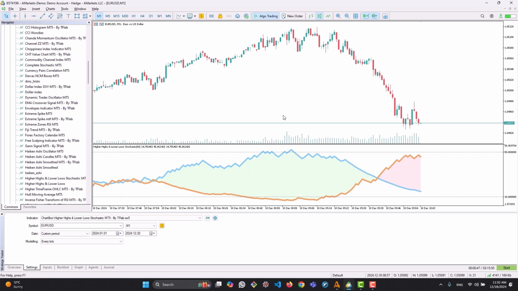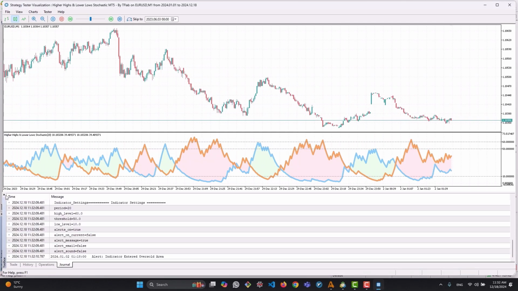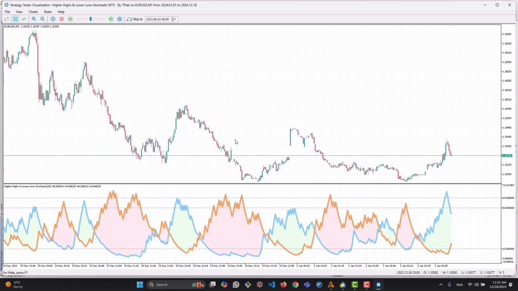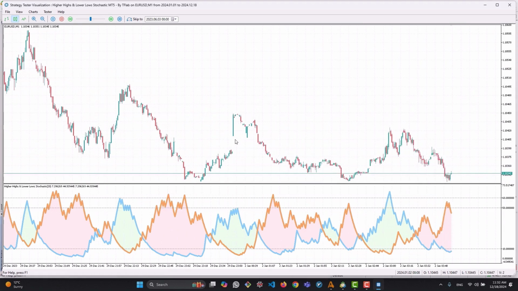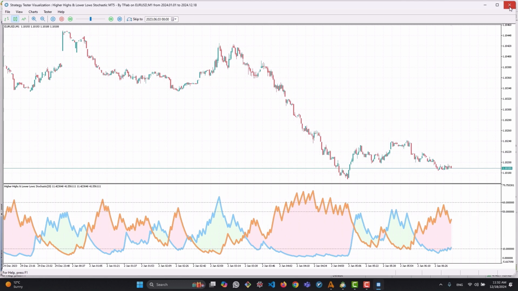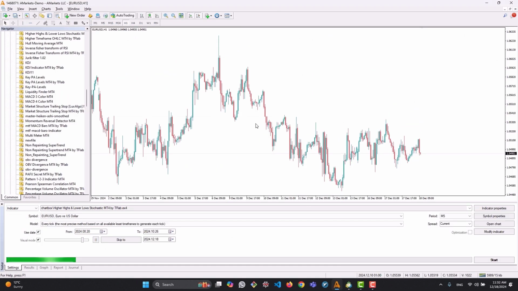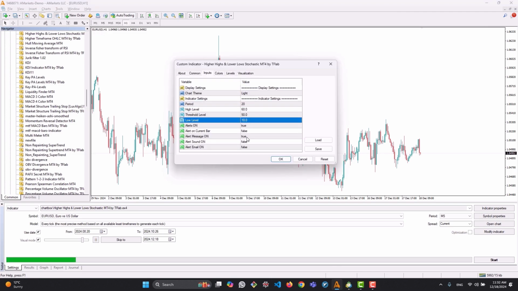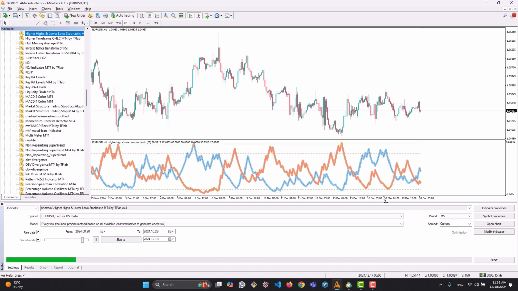You can see the live test of this indicator on the MetaTrader 5 platform. You can also use the MT4 version of this indicator on the MetaTrader 4 platform. Together we will see a live test of this indicator on the MetaTrader 4 platform.